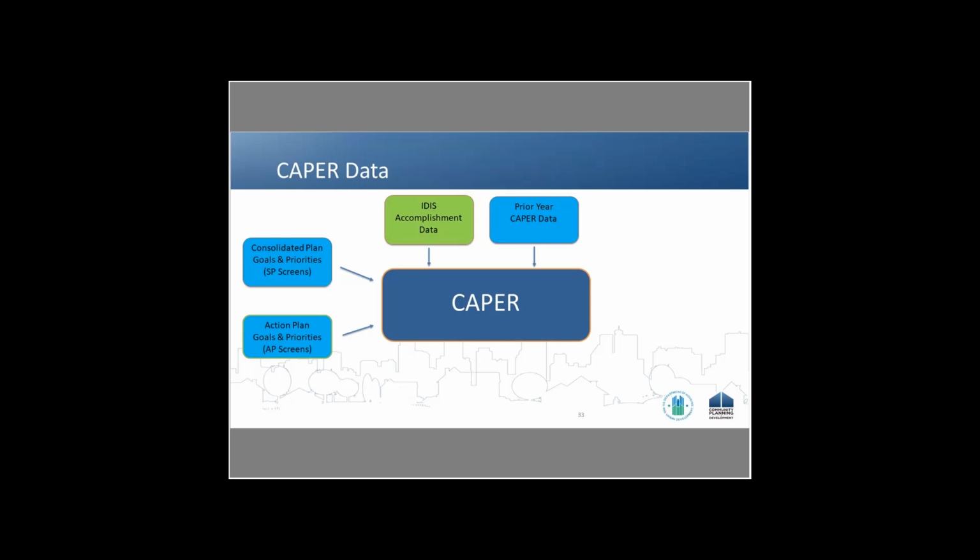And then finally, prior year CAPER data. Right, with your CAPER, you're not just reporting out on what you did this year, you're thinking about it holistically in your strategic plan, in your consolidated plan 5-year cycle, of what are the accomplishments that you made over a 5-year period of time towards achieving those goals and addressing those needs that you identified in your strategic plan and in your consolidated plan.